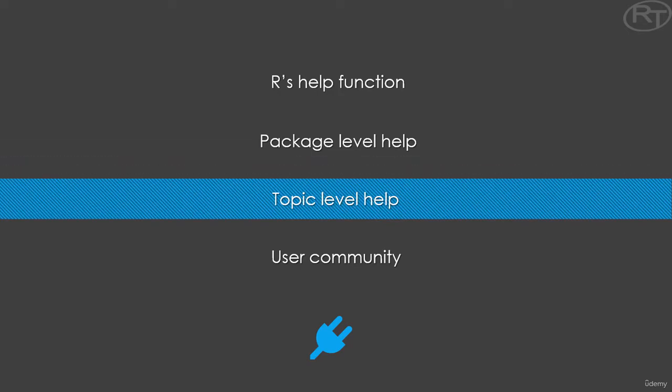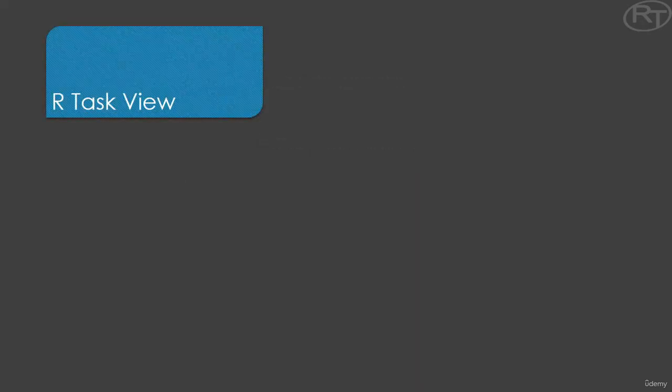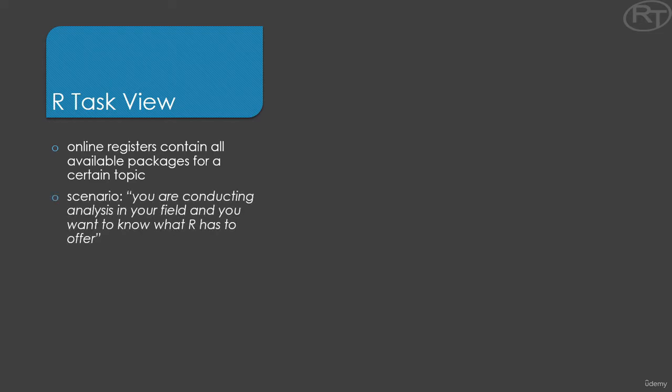What if you do not yet know which function to use or which libraries you can take a look at? Well, those questions are best tackled online. The R community has online registers for most of the disciplines it's used in. Those registers contain all the available packages for a certain topic. For you as the user, that simply means if you are conducting analysis in your field and you want to find out what R has to offer, you can simply check out the task view.